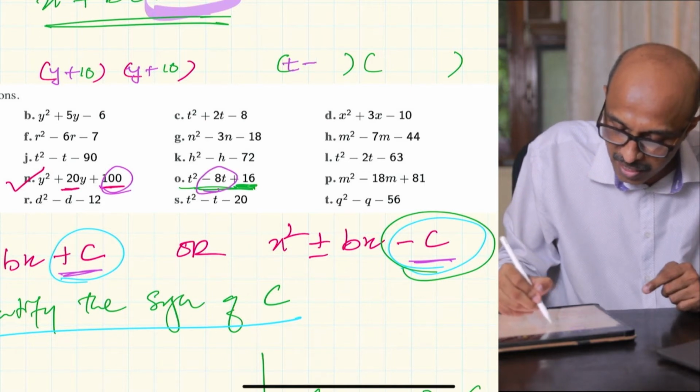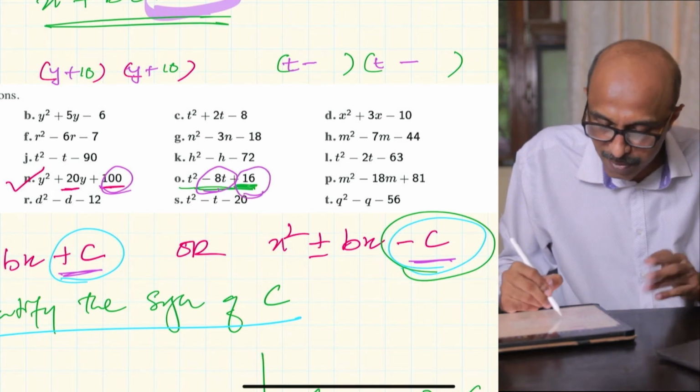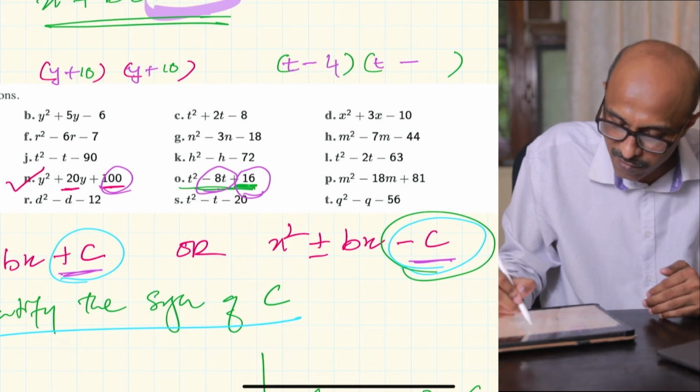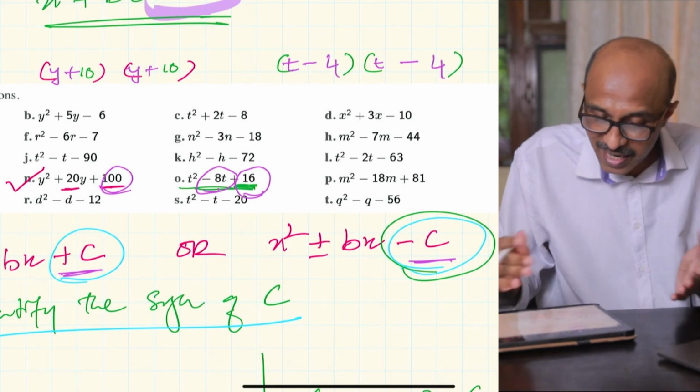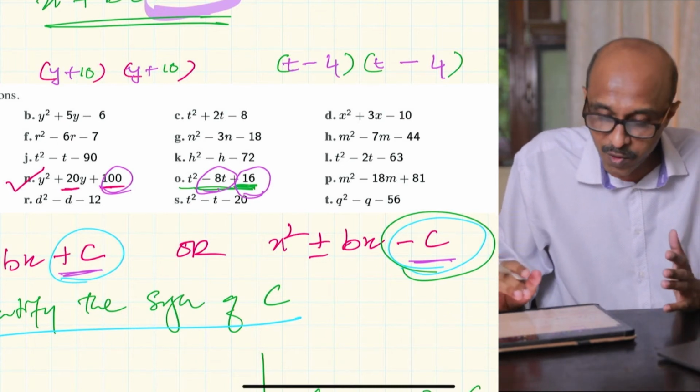So it should be t minus. And here we look at the factors of 16 that add up to 8. 4 times 4 is 16, and 4 and 4 will be 8. So it's t minus 4 and t minus 4. Again, it's t minus 4 the whole square. All right, so you can see that it goes really fast if you use this technique.